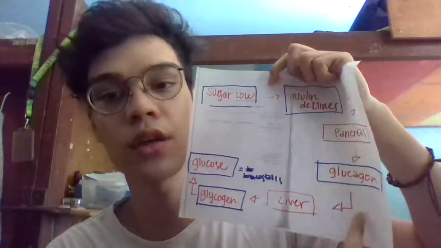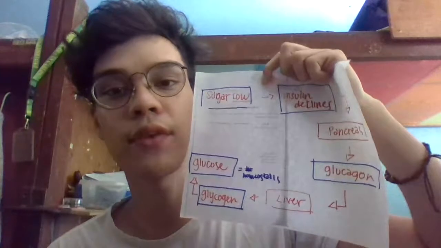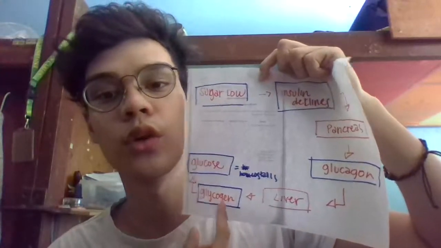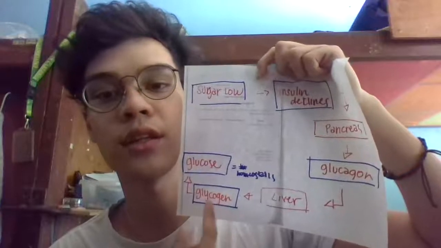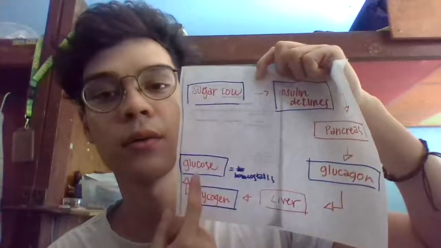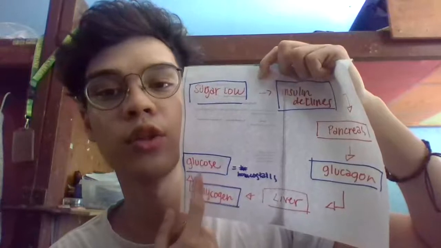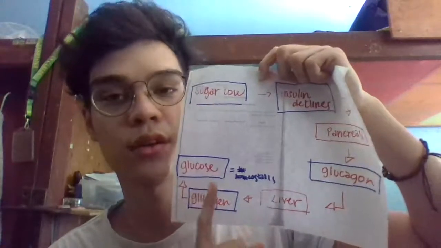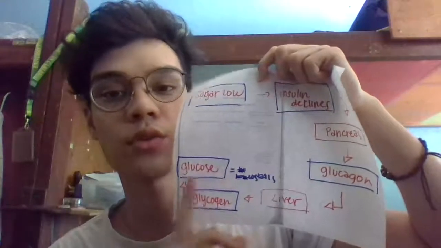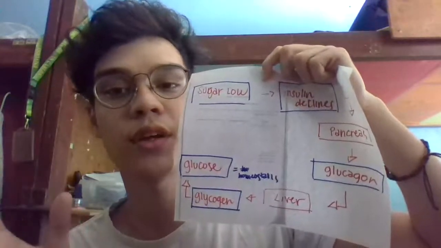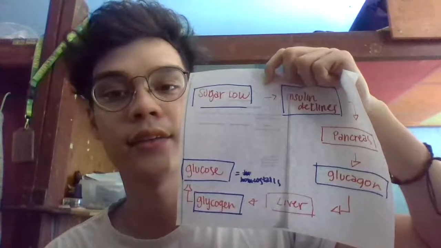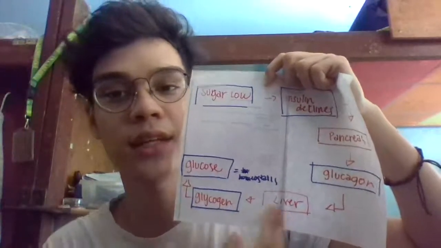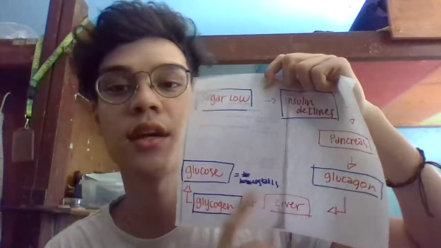And what glucagon does is it goes to the liver and tells the liver to break down the glycogen, and then the glycogen here breaks down into glucose. And then what glucose is, of course, is the sugar. So glucose from the liver is a sugar. So meaning the sugar will increase, meaning there will be homeostasis.